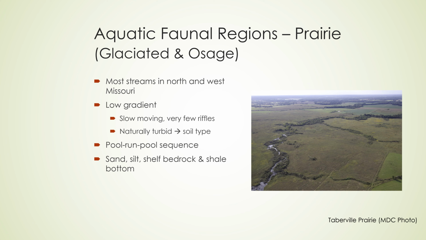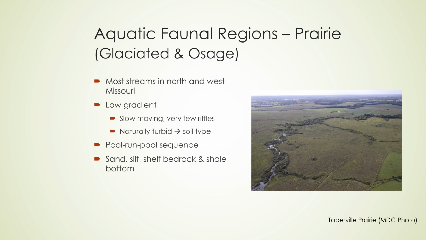The glaciated Prairie region is composed of the streams in North Missouri, while the Osage Prairie region is composed of the streams in parts of West and Southwest Missouri. For the purposes of this class, these two regions have been combined and simply called the Prairie Faunal region.